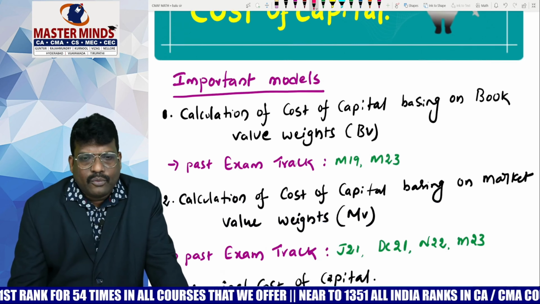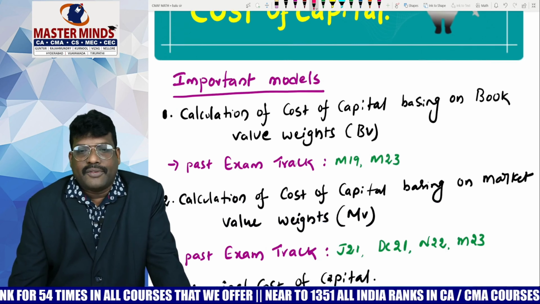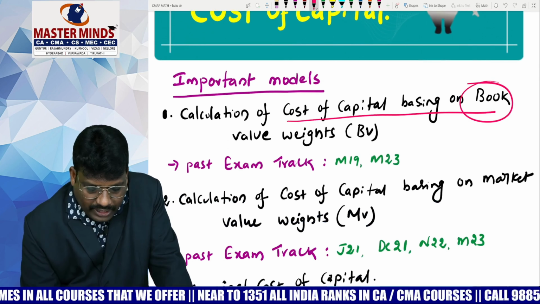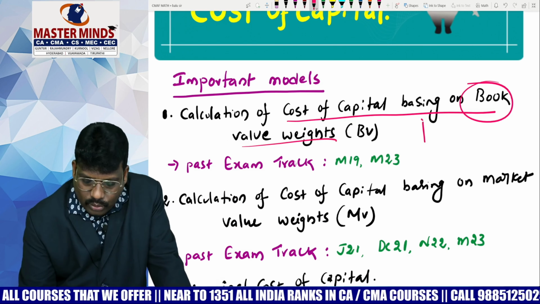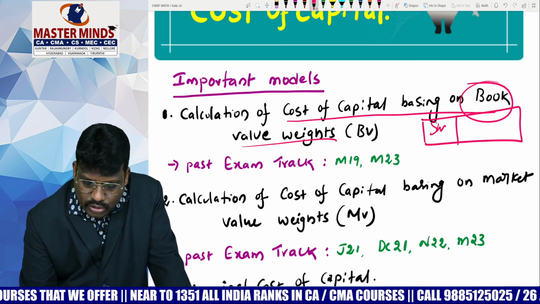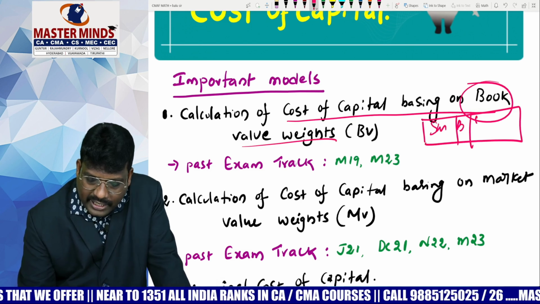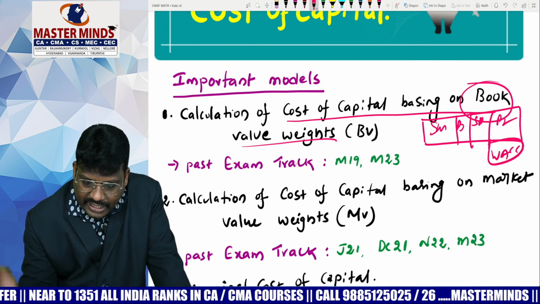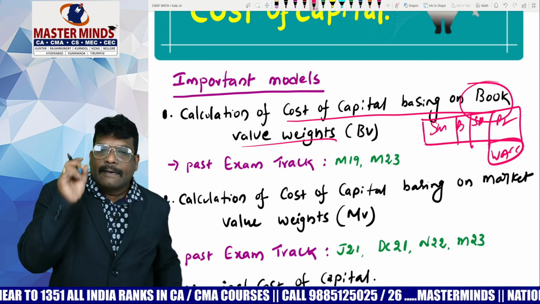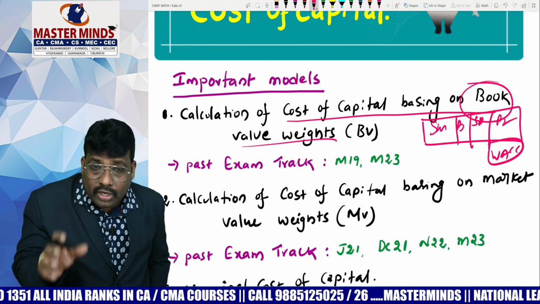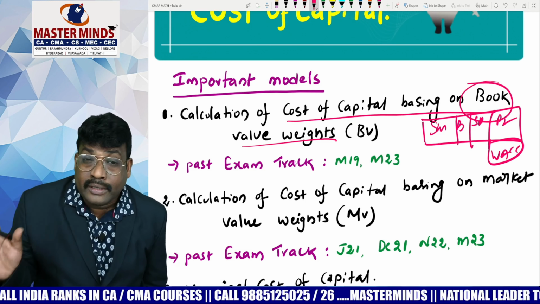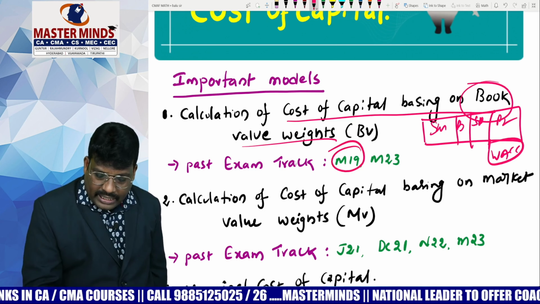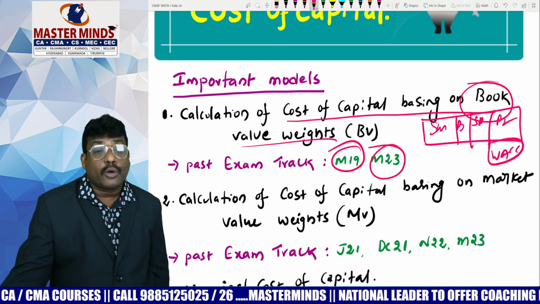In this theme, what are the most important models we can expect? First, calculation of cost of capital based on book value. Based on book value, we calculate the source of capital, book value, the specific cost and the product. Based on that, we calculate the weighted average cost of capital. This is the most important model they have been asking as an essay question, particularly in May 19 and May 23.